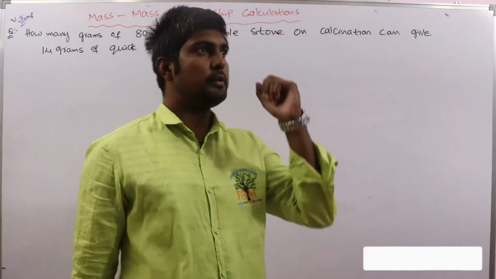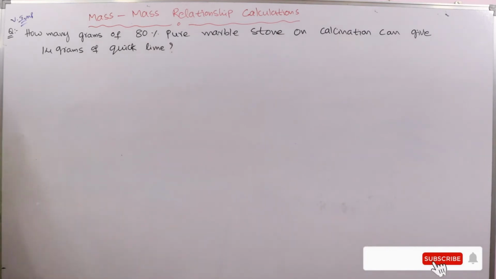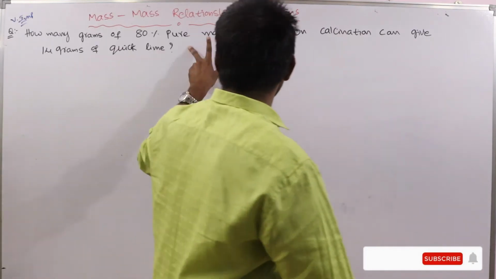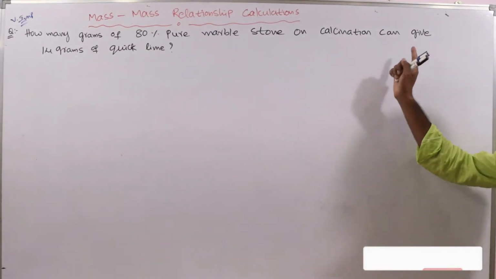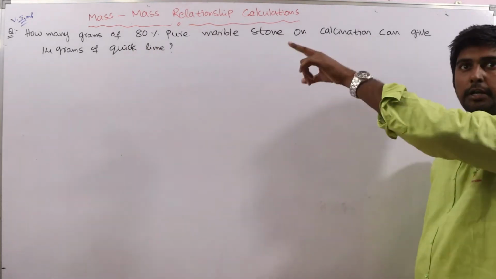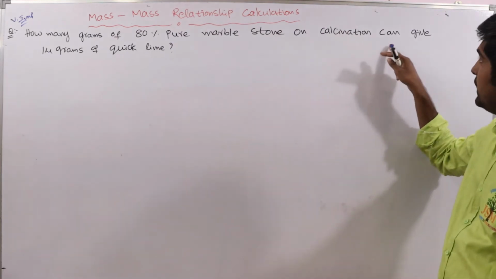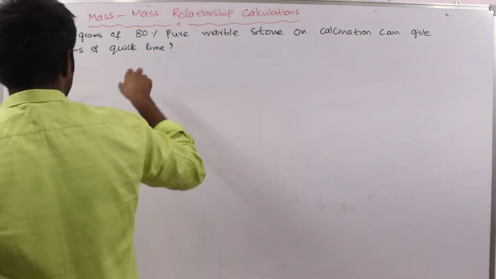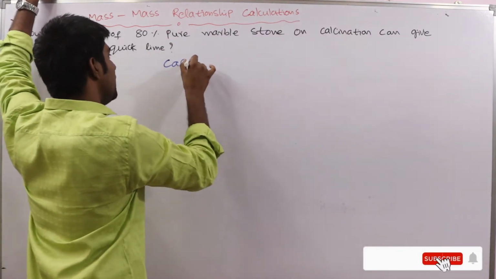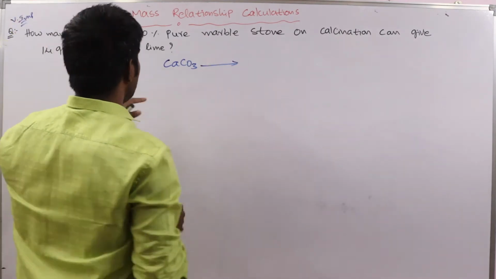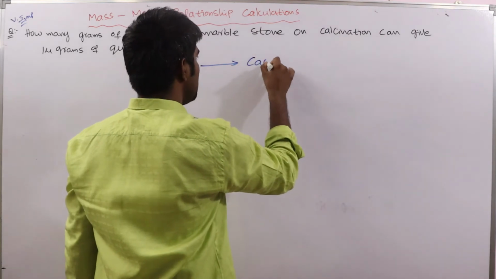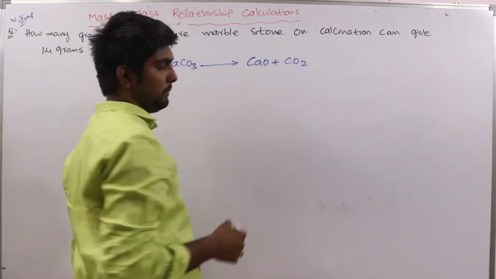Okay, now let us see one of the most important model problems, very important, this type of model. How many grams of 80% pure marble stone on calcination can give 14 grams of quicklime? See here, what is marble stone? Calcium carbonate is also called marble stone. And what is quicklime? Calcium oxide is also called quicklime.